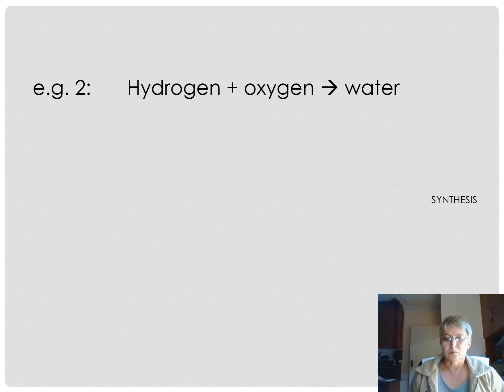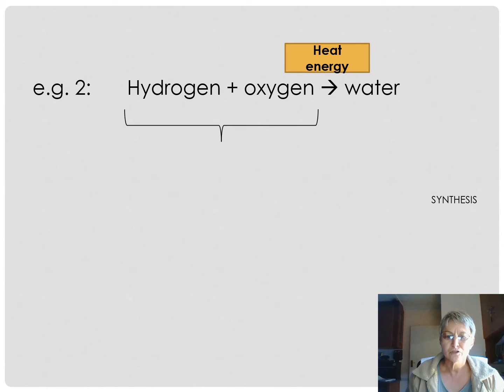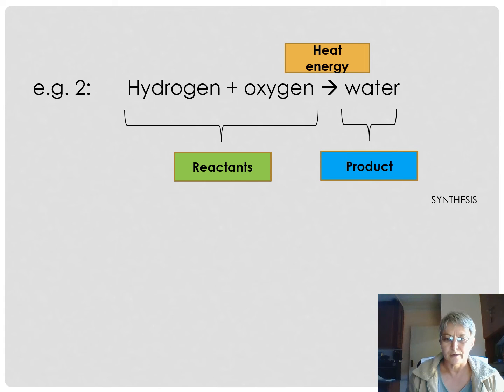The second example I want to look at is hydrogen and oxygen making water. Now here you have two elements that join up to form the compound water. So this is called a synthesis reaction. Here we need heat energy for this reaction to take place. And the hydrogen and the oxygen, that is called the reactants, and the water is called the product. So this is one way to represent the reaction in words.